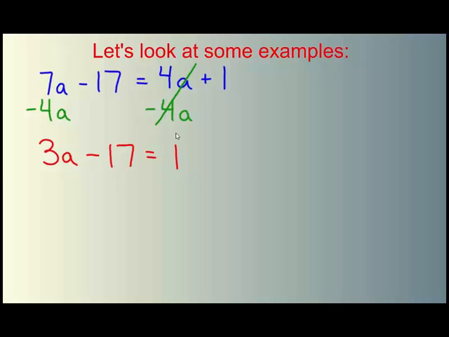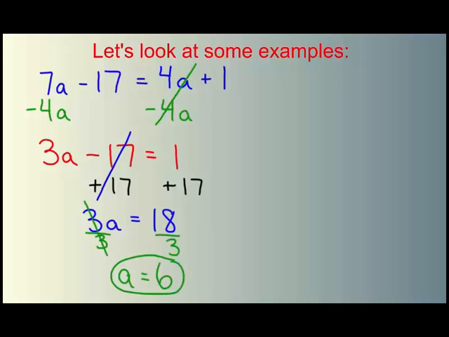When I do that, the 4a's are eliminated on the right, and I'm left with 3a minus 17 on the left equals 1. Now I'm going to start working in the reverse order of operations in order to isolate that variable. So I'm going to add 17 to both sides. I get 3a equals 18. Last step is to divide by 3, and we get that a has to equal 6. Now in this case, we were able to skip that first step because each side of the equal sign was already in simplest form.